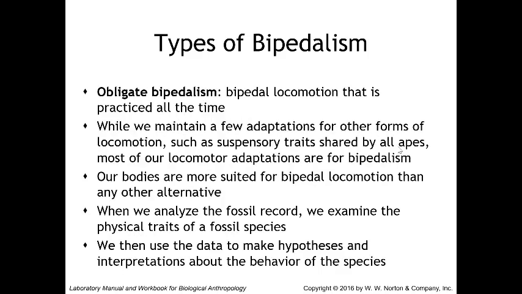And then we have obligate bipedalism. This is bipedal locomotion that is practiced all the time. Our obligate bipeds have no other realistic locomotor option. Humans today are obligate bipeds, as were all of our ancestors since Homo erectus about 1.8 million years ago, and perhaps even Homo habilis about 2.5 million years ago.